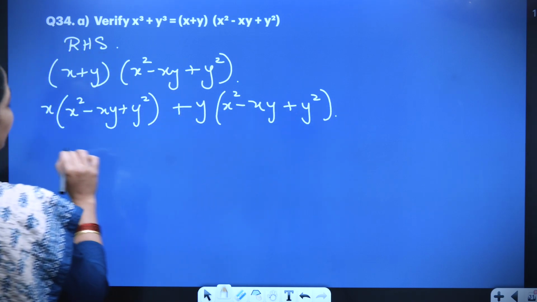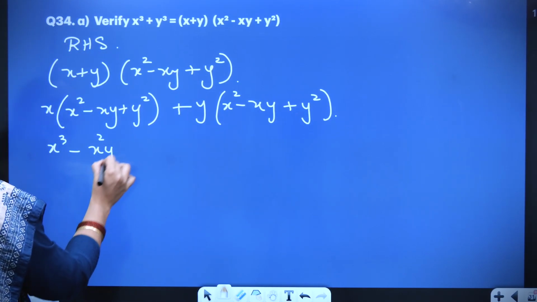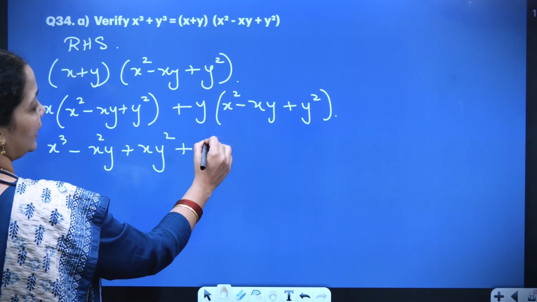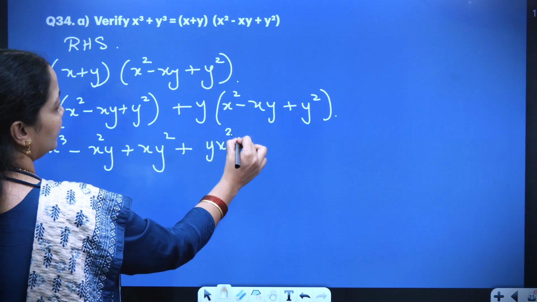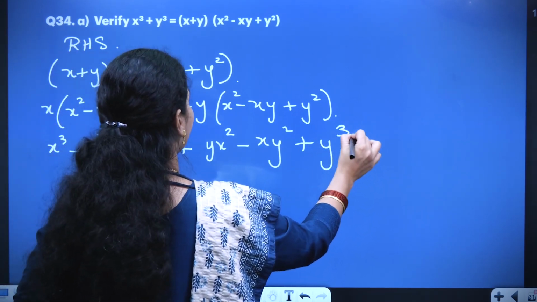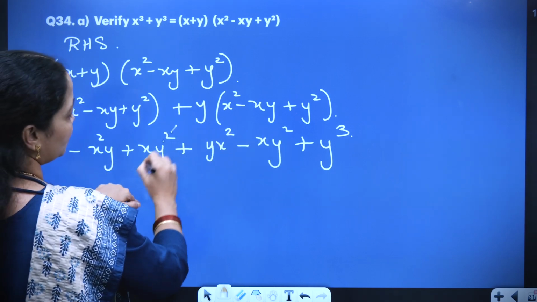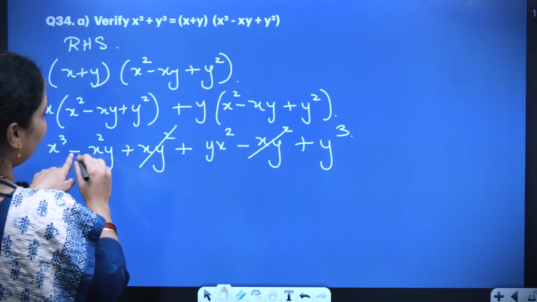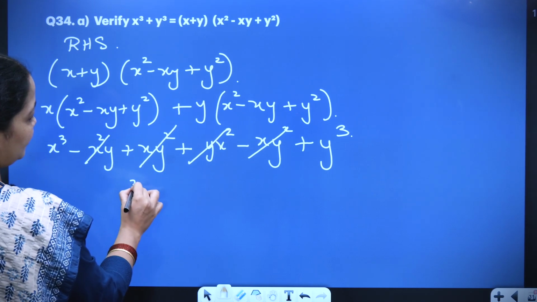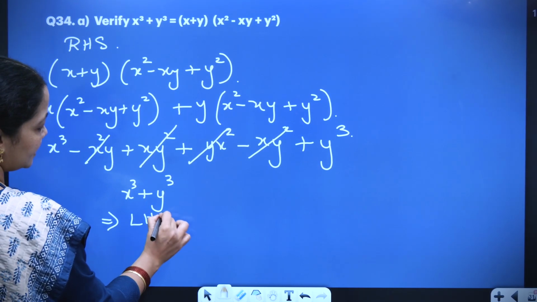When I open up the bracket, x into x square is x cube, this is x square y, this is xy square. Same here, y into x square is yx square, xy square and y cube. I can easily say that plus xy square minus xy square, both are getting cancelled. Minus x square y plus x square y, both are getting cancelled. I am left with x cube plus y cube, that is equal to my LHS.